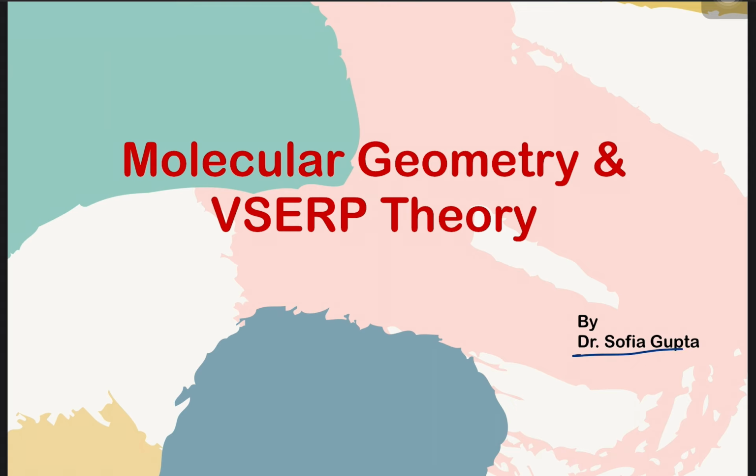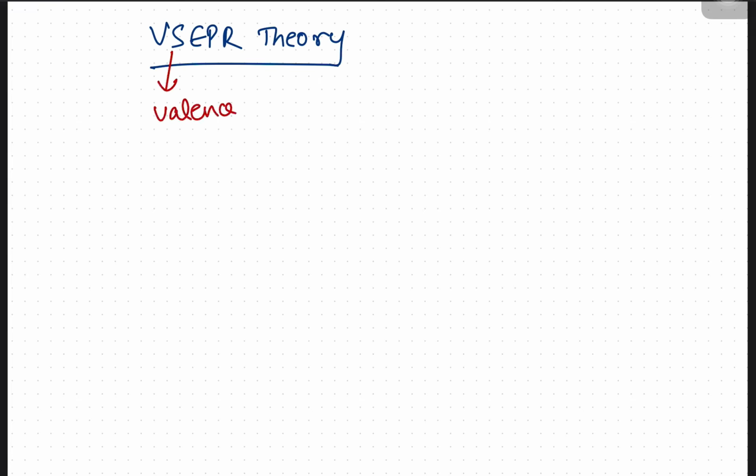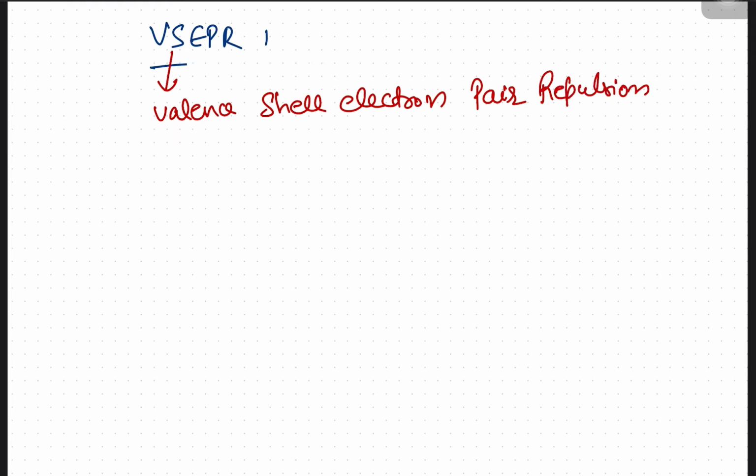So today we'll study the topic molecular geometry and VSEPR theory. Before studying the molecular geometry, we'll study what is VSEPR theory. Now the word VSEPR stands for valence shell electron pair repulsion. Basically this theory tells us about the shape of the molecules.